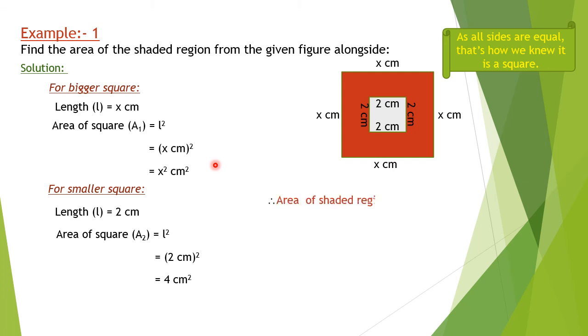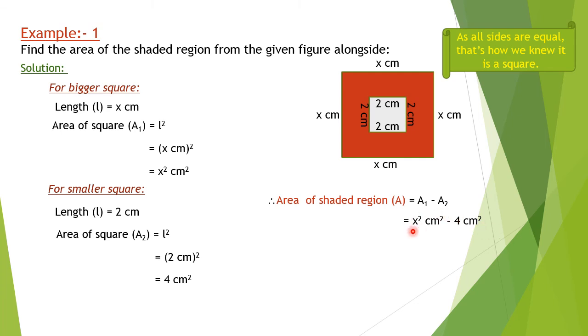Now to find the area of the shaded region, which is in red color, A is equal to a1 minus a2. Bigger minus smaller. Always remember, bigger figure minus smaller figure. The area of the bigger figure is a1, the area of the smaller figure is a2. Now a1 is x square cm square, and we replace a2 with 4 cm square.